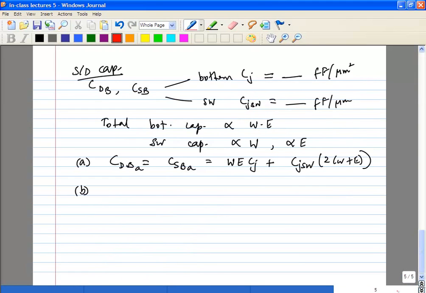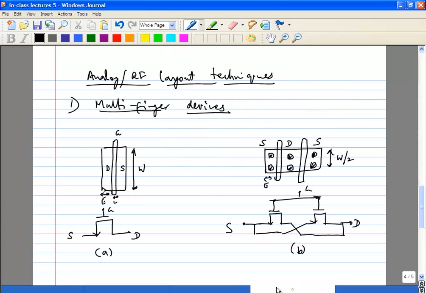How about the second case? Now in the second case, obviously your drain and source are no longer symmetric. The way we have done it is that the drain is actually lower area, so you would expect it to have lower capacitance. And in a typical circuit, that's what you would want. Okay, normal, let's say common source amplifier, you would want it this way.